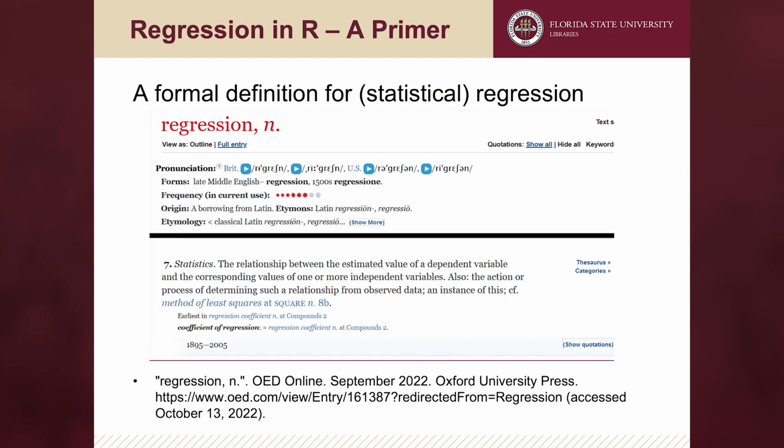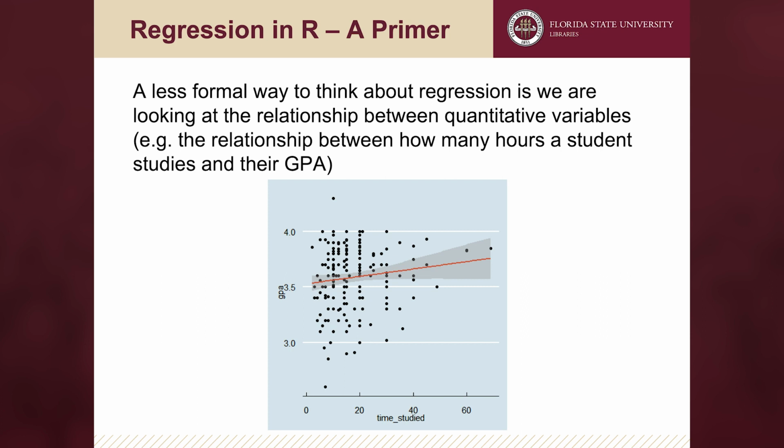All right, so now we're going to talk about regression. So once again, if you need a quick primer of what a regression is, we have the definition right there. You can go to the next slide. But if you want that in layman's terms, we're just looking at the relationship between two quantitative variables. So the chart on the screen shows the relationship between the amount of time a student studies and their GPA. That's a very simple linear regression.